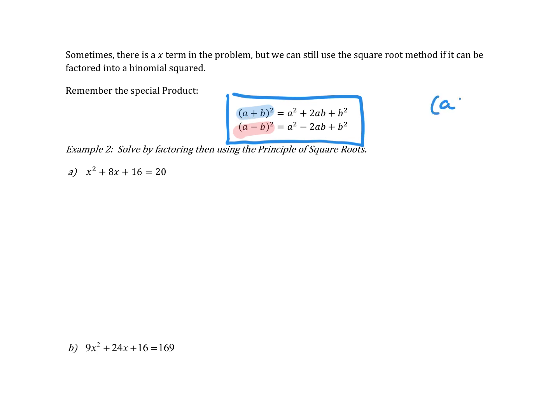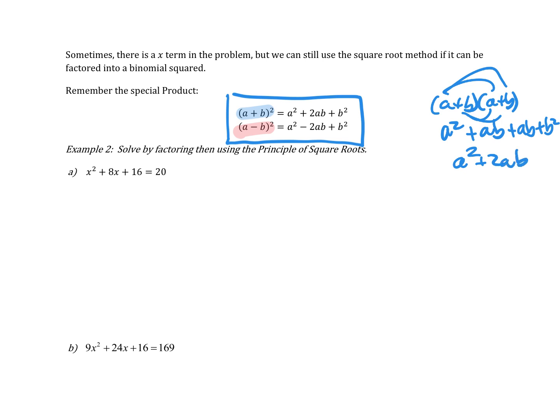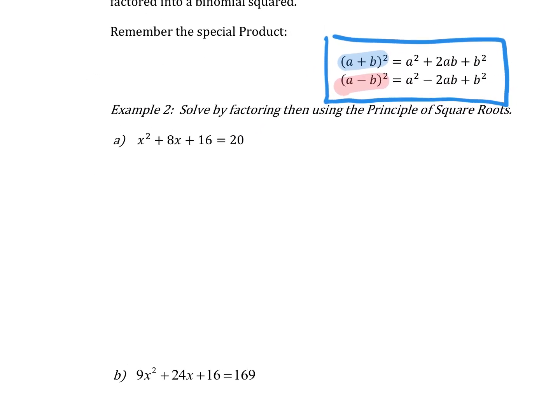So again, if you need convincing, then write it out. a times a, a squared. a times b, ab. b times a, ab. And b times b, b squared. So it's a squared plus 2ab plus b squared. Okay, so watch this. Let's investigate here. Is this in that form? If it was, then it'd be really nice. Is this something squared? Yes. The square root of x squared is x.